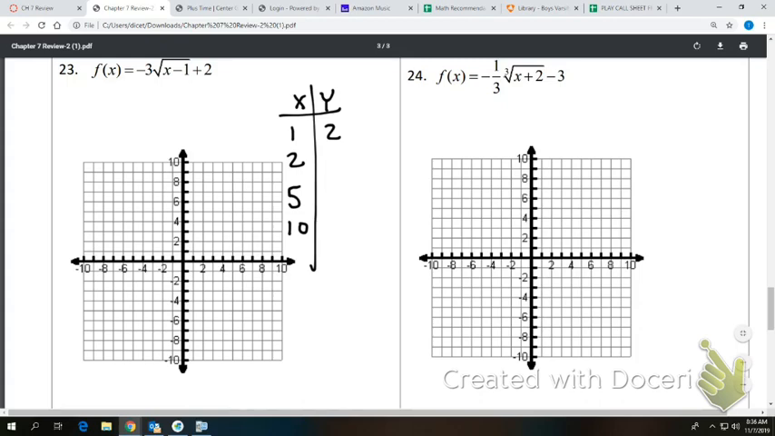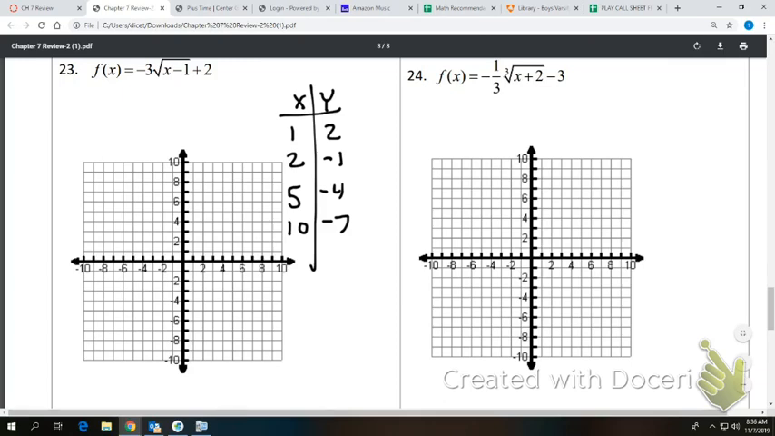And now, what's the number in front of the square root? -3. That means our y values are going down in increments of 3. So this would be what? -1, -4, -7. Mr. Dice, I got to plug in 1, okay? 10 minus 1 is 9, square root of 9 is 3. 3 times -3 is -9 plus 2, -7. Okay, now I feel good about it.